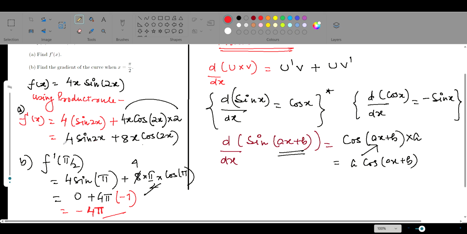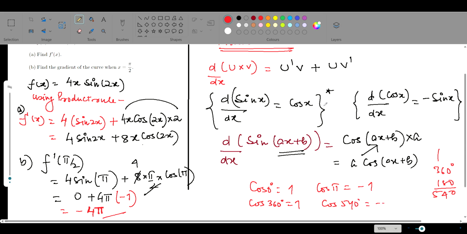Please write this down. Cos 0 is 1. Cos pi is minus 1. Cos 360 is 1. Then 360 plus 180, cos 540 will be minus 1.